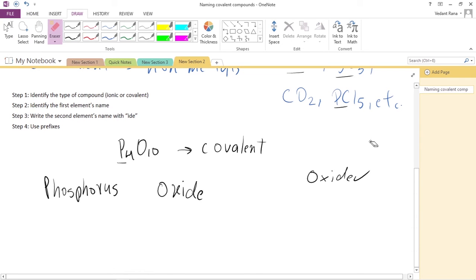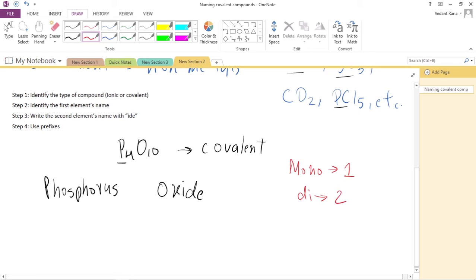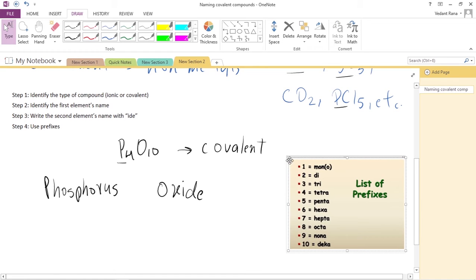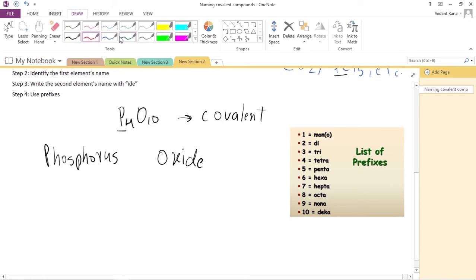Now step 4. This is the final step. Now we have to use prefixes. By prefixes, I mean these. These are the prefixes which you have to remember in order to name covalent compounds. Mono stands for 1. Mono, di, tri. You have to remember this list of prefixes. This list is pretty useful because the prefixes tell us the number of atoms of an element in a covalent compound.